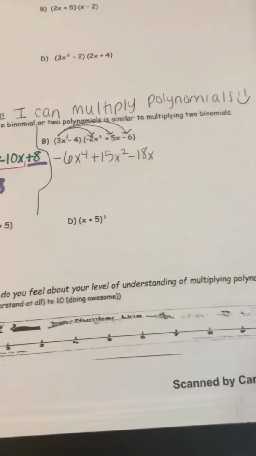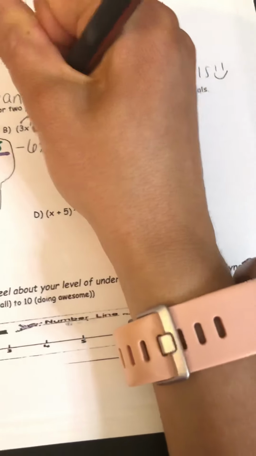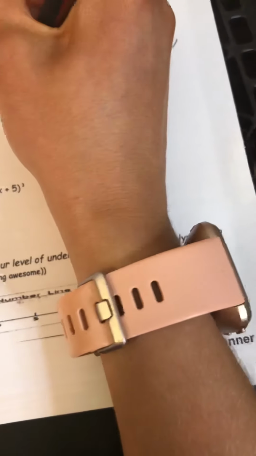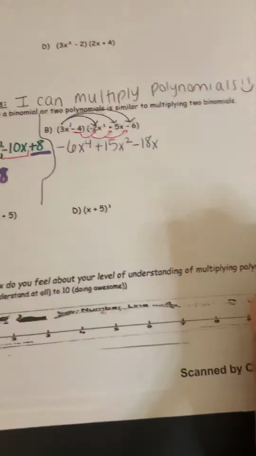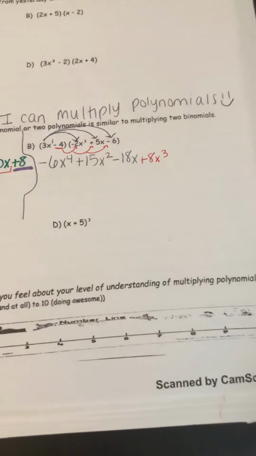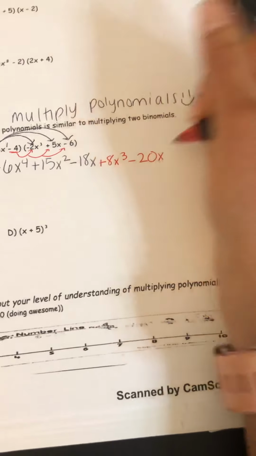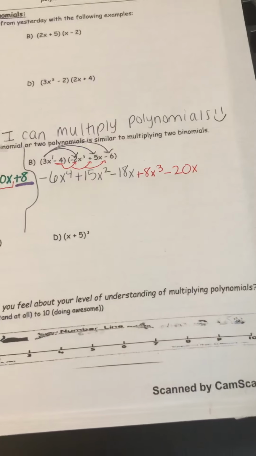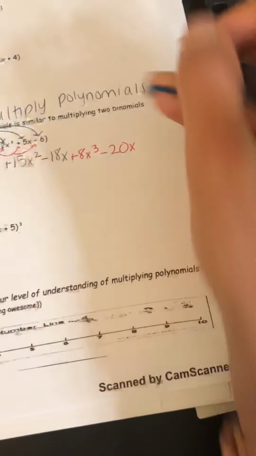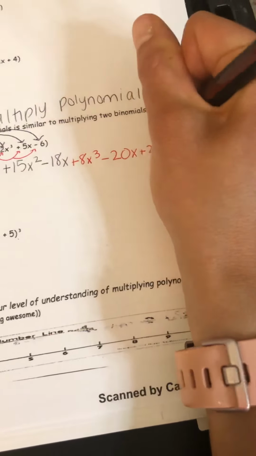I'm going to use a different color again. This negative 4 is going to go to everything in the second set. Negative 4 times negative 2 is positive 8, but I do have an x cubed with it. So negative 4 times negative 2x cubed is 8x cubed. Negative 4 times 5 is negative 20, but there is an x with it. And then negative 4 times negative 6 is going to be positive 24. So I have distributed everything now. And my next step is to simplify.